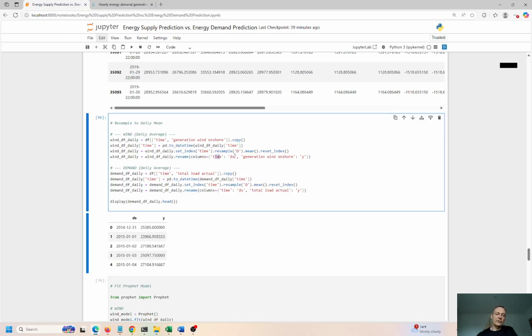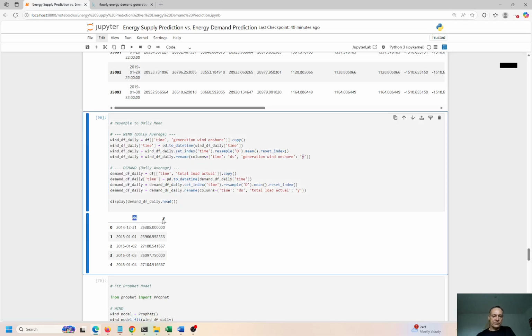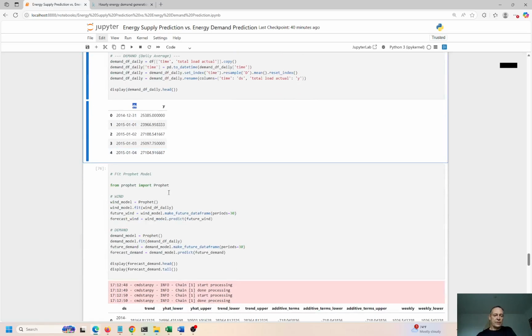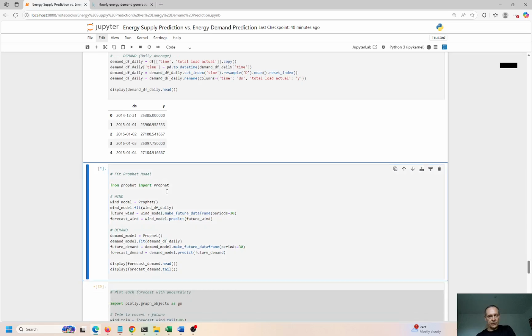And it doesn't know what time it is. It knows DS is equivalent to time and Y is equivalent to whatever you set this to be. So wind onshore, that's what we're calling it. But in Profit world, it has to be with that Y, okay? So once you get the DS and the Y, you can move forecast into the future. And we can go ahead and fit the model. So we did the solar, now we're doing the wind.